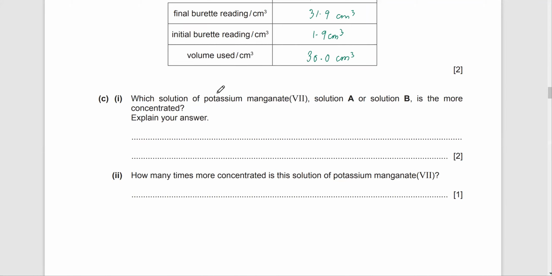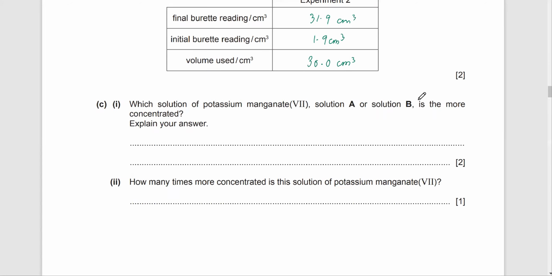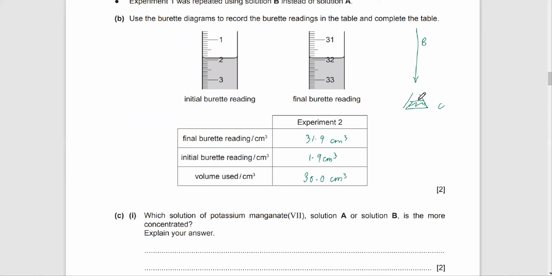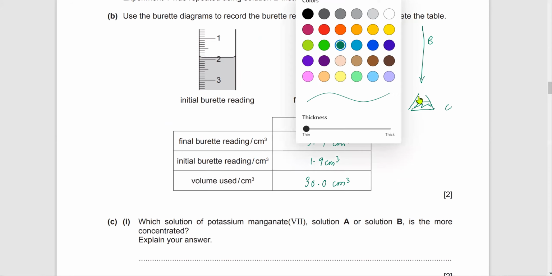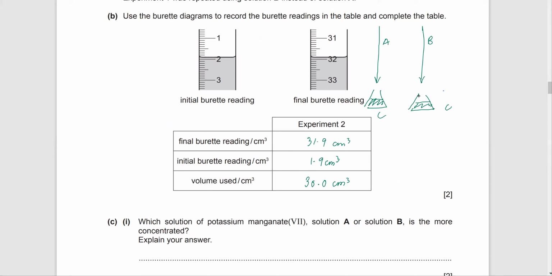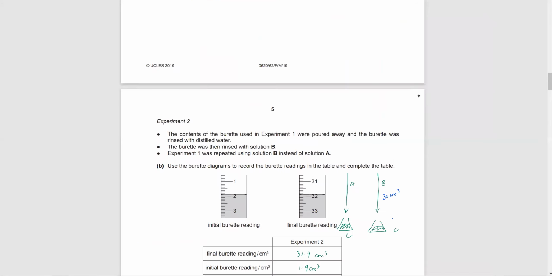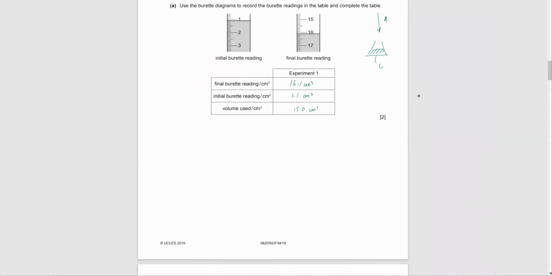Now, which solution of potassium manganate 7, A or B, is the more concentrated one? Now, this is the tricky part. Look over here. There's A being poured into C, and there's B being poured. Now the amount of B that was needed was 30 cm cube. The amount of A that was required according to the burette reading was 15 cm cube.